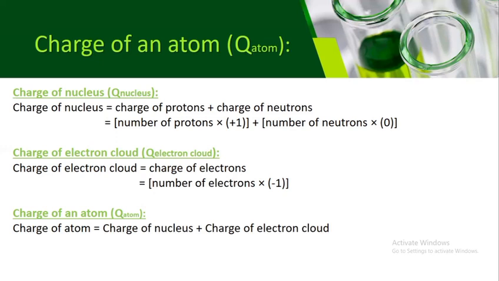The charge of electronic cloud equals the charge of electrons, which is equal to the number of electrons times the relative charge of one electron, which is -1. At last, if you are going to compute the charge of the atom, it equals the charge of the nucleus plus the charge of the electronic cloud, which must be equal to 0 if we are discussing a neutral atom. That means the number of protons, or positive charges, equals the number of electrons, which are the negative charges.